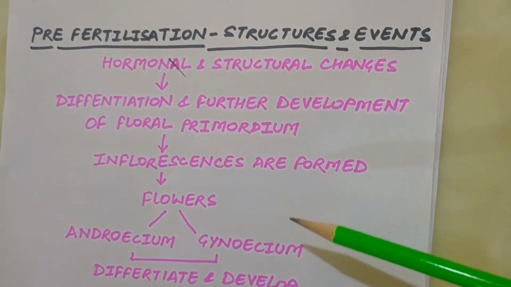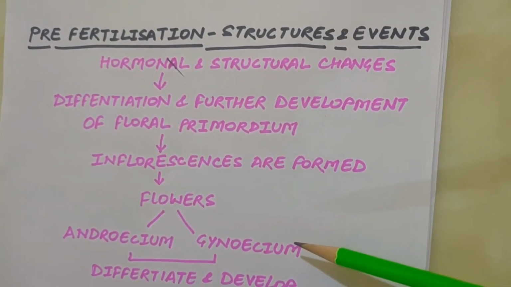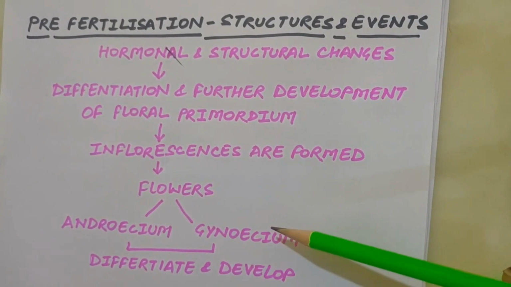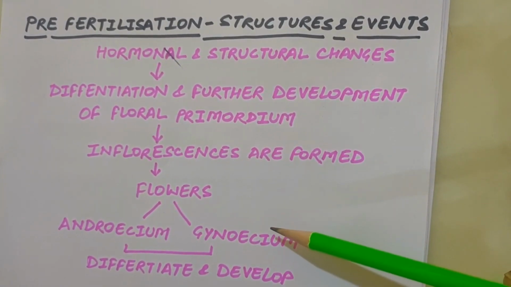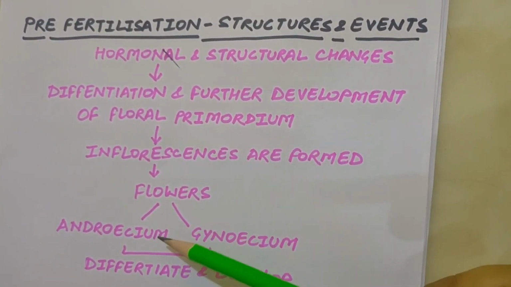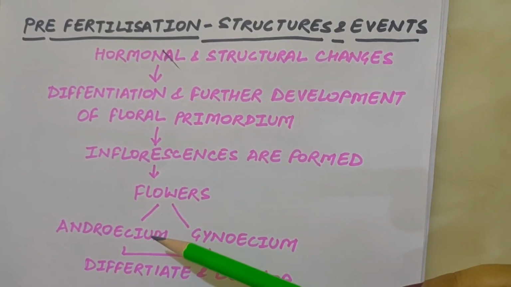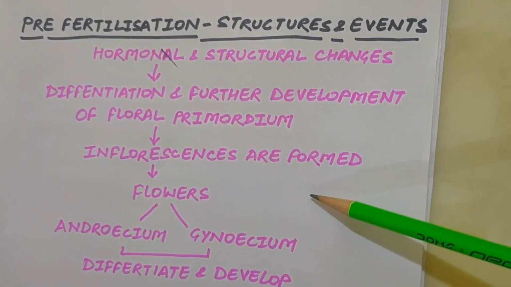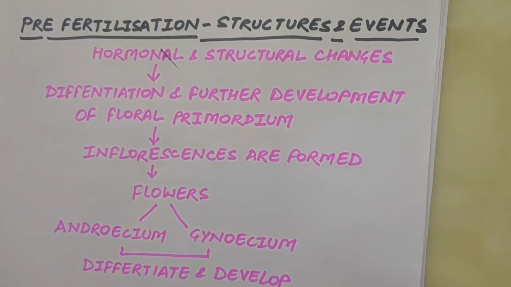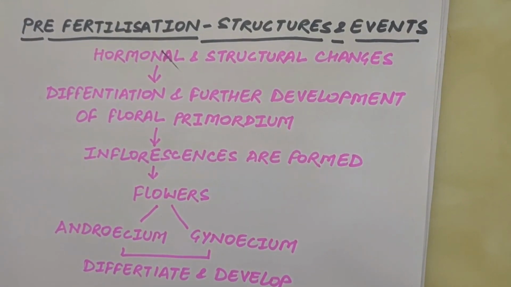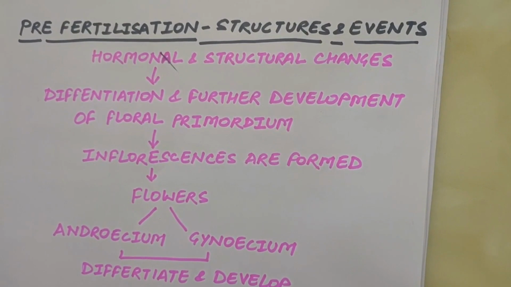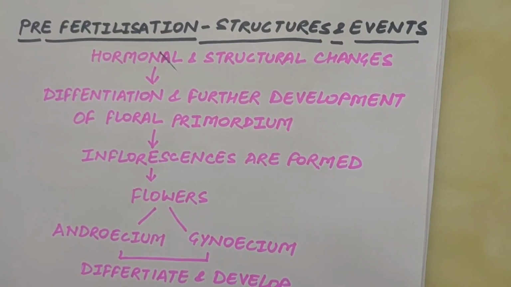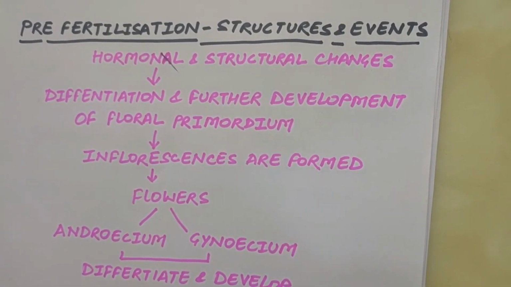In the flower, the male and female reproductive structures, that is androecium and gynoecium, differentiate and develop. And you know that androecium consists of a group of stamens that represent the male reproductive organ, and gynoecium represents the female reproductive organ. Androecium is the collective term used for all the stamens present in the flower, and gynoecium is the collective term for carpels of a flower.